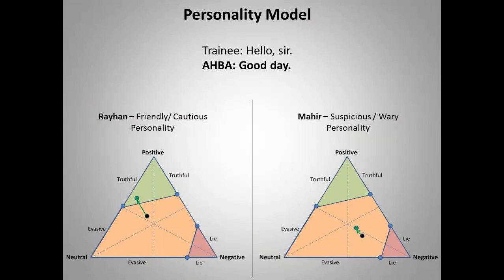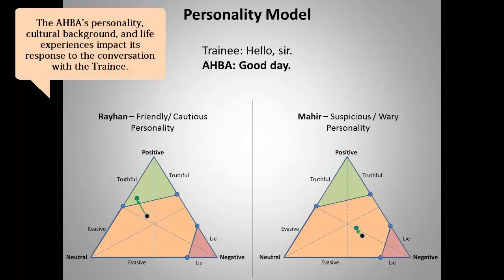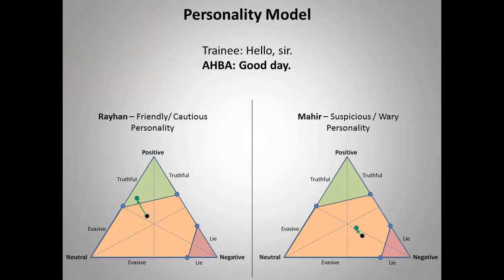The personality for each adaptive human behavior avatar is configurable and will affect the way rapport is developed with trainees. On the left, we have our original character, Rayan, who has a friendly but cautious personality. On the right is a different character, Meir, whom we have given a more suspicious and wary personality. As you can see, personality has had a large effect on their predisposition toward strangers, as indicated by the different location of the black dot.